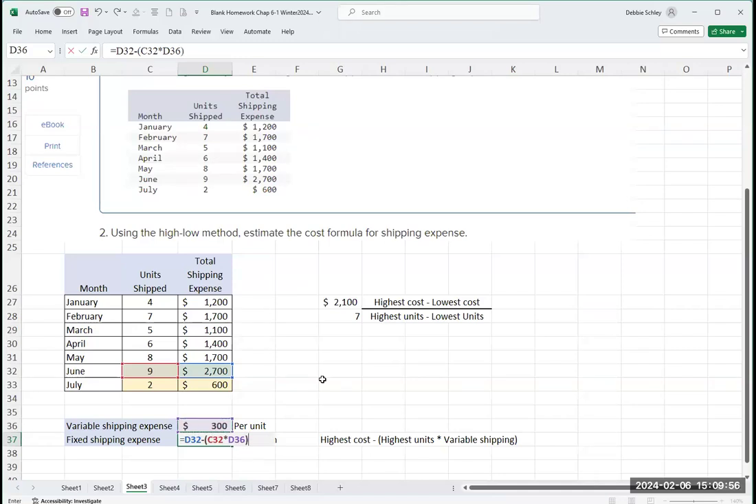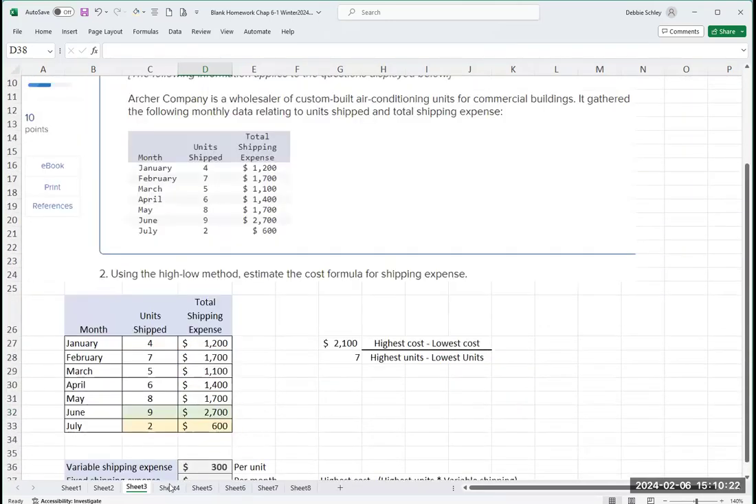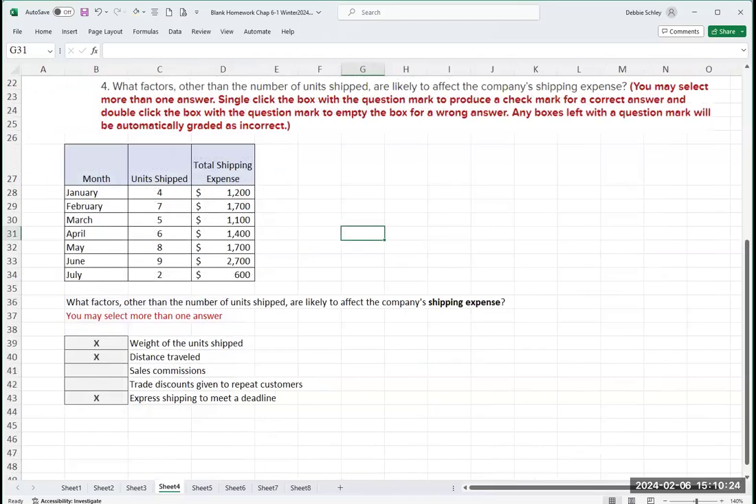So close parentheses and enter, and I get $0 per month, which confused me. I looked at it 3 times, entered it in the book. It is correct. So as long as you're doing the highest cost minus the variable portion, which would be the highest units times the variable shipping, then you'll get your fixed shipping expense. And remember, your numbers are different than mine. So good luck. That is all for question 3.